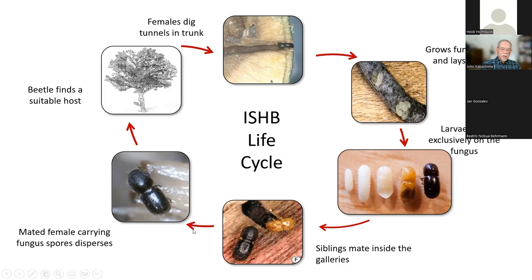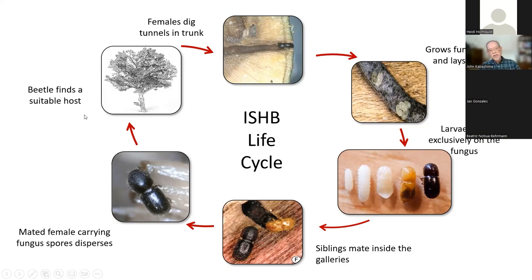Then the disgusting thing about this beetle, besides the fact that it kills trees, is the mothers mate with their sons and the brothers mate with their sisters. So in addition to killing trees, we need to control this beetle because it's disgusting. That's not acceptable.